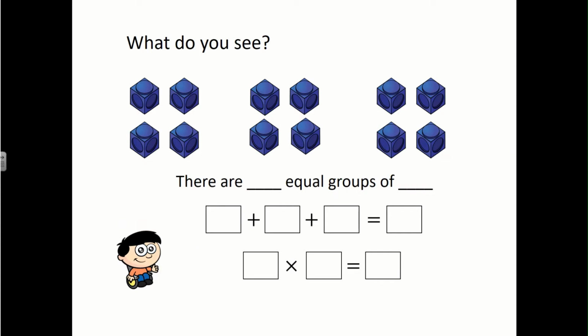So we begin right back at the start of times tables, thinking about equal groups. So in this picture, you can see that there are 3 equal groups of 4 cubes. We can look at this as a repeated addition. It's 4 plus 4 plus 4, which is 12. We can represent this as a multiplication. 3 groups of 4 is 12.